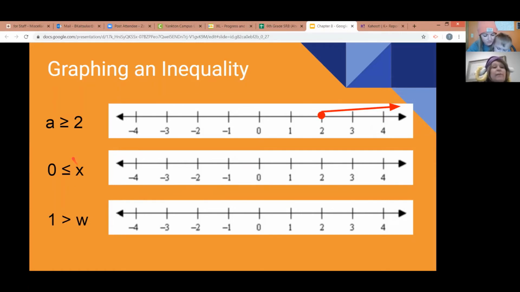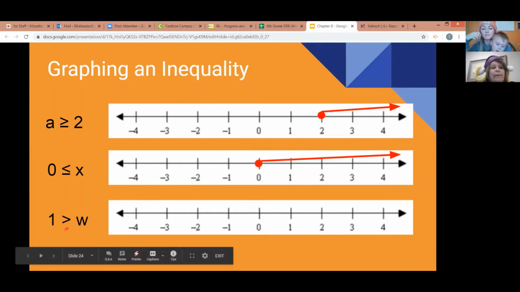The next one, this says 0 is less than or equal to x. That means that I'm going to plot on 0 on the number line. And it has the equal sign under it. So that means it's going to be a closed circle. All right. Now, all my x's are going to be bigger than that. Well, -2 isn't bigger than that, but 2 is bigger than that. So I'm going to graph my number line that way.